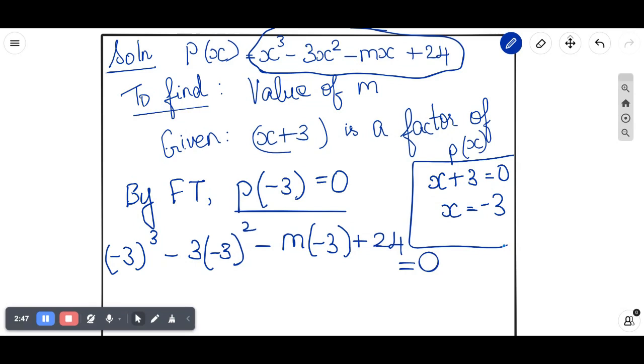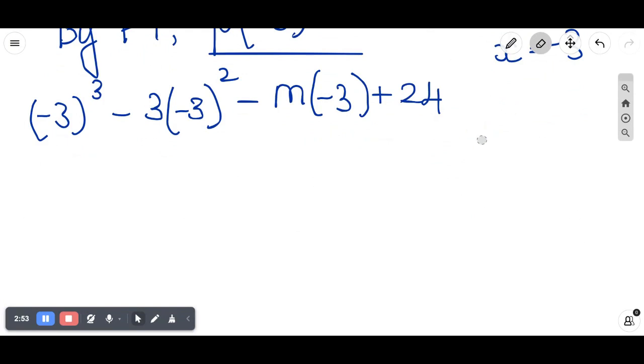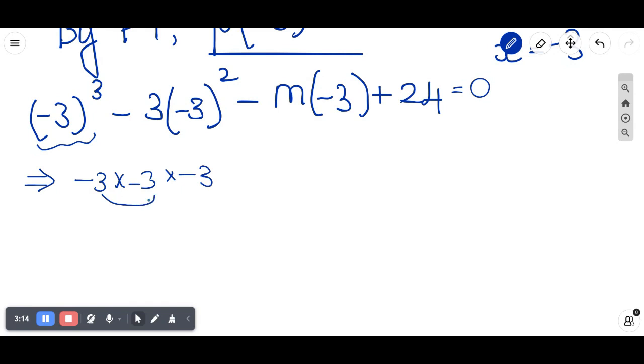So this is the first line we inferred. Now we will start solving. We have to be very thorough with the symbols and formulas. Let us solve this one by one. Minus 3 the whole cube: minus 3 into minus 3 into minus 3. Minus into minus is a plus, so that will be plus 9. And 9 into minus 3 will be minus 27, because minus into plus. So here we can directly write this as minus 27.